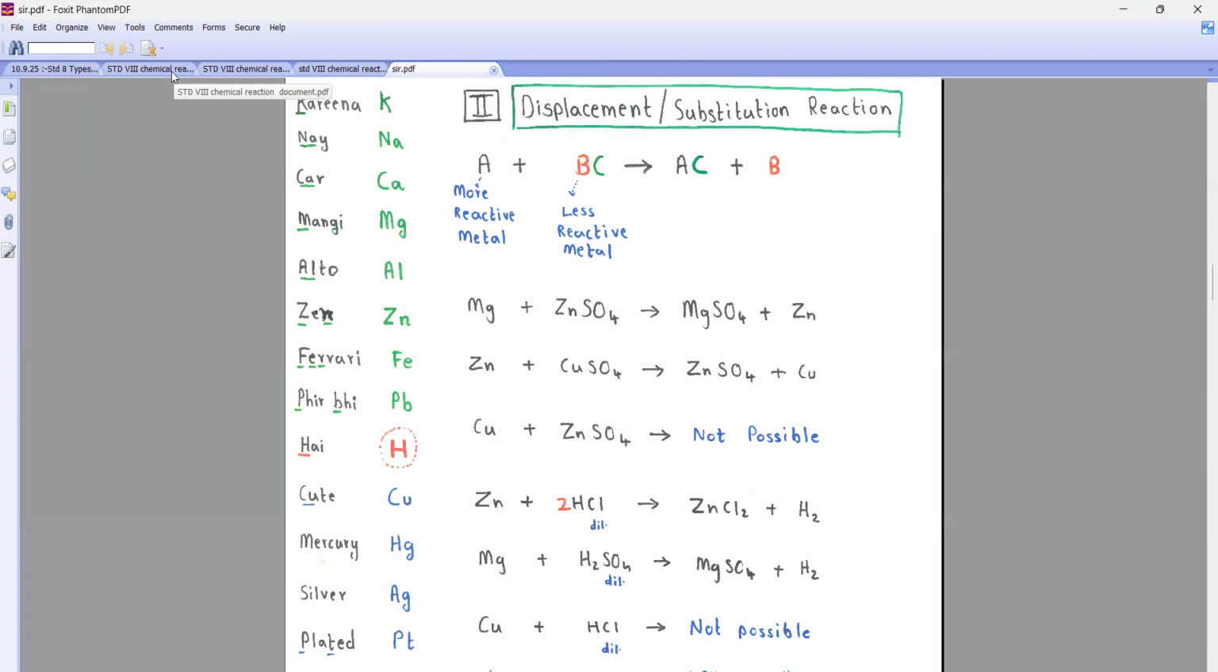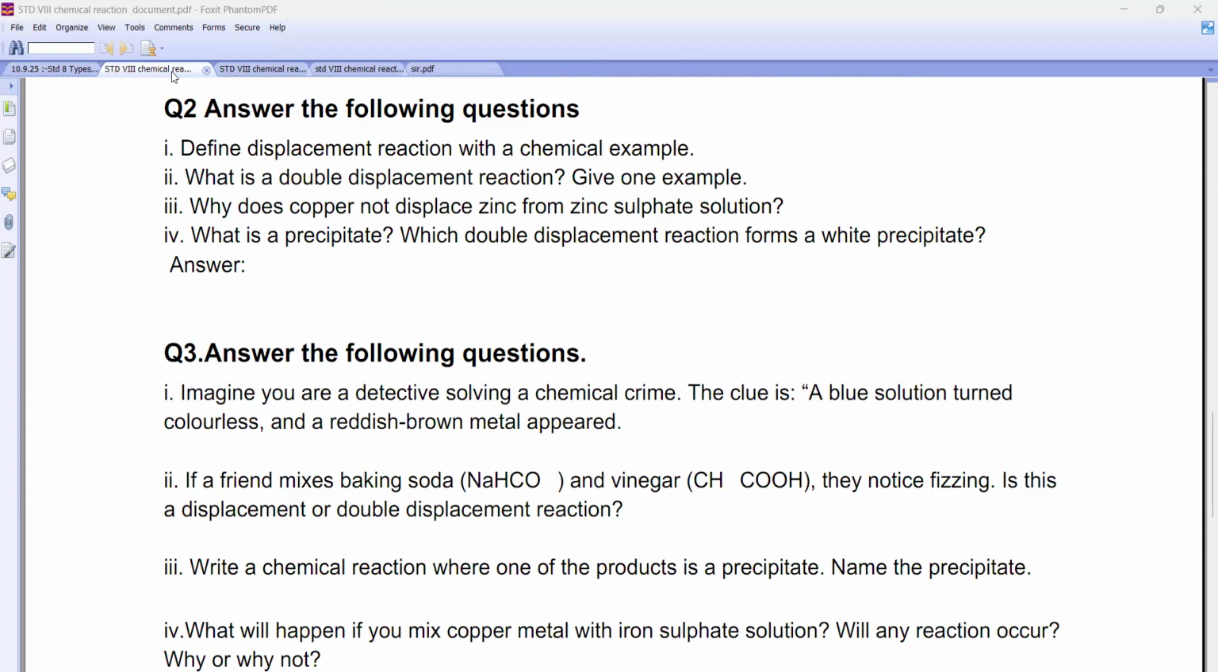Double decomposition and double displacement are the same only. Sir, only 4 worksheets. So we have done all 4. Sure? Yes, sir.